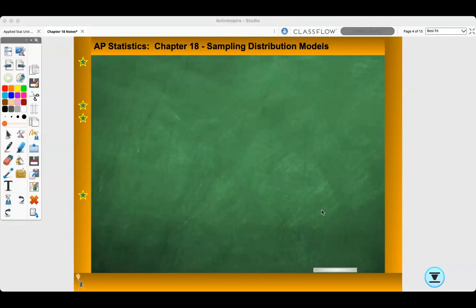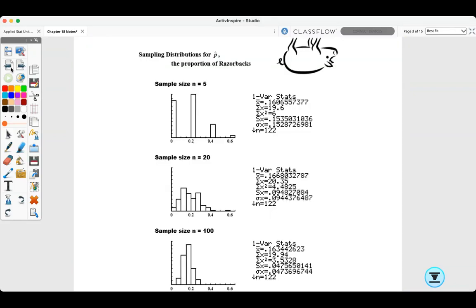Today we're going to be discussing Chapter 18, Sampling Distribution Models. For Chapter 18, you need to make sure that you have the simulation notes online here, giving us our sampling distributions for p hat. And this is with sample size n equals 5, n equals 20, n equals 100.